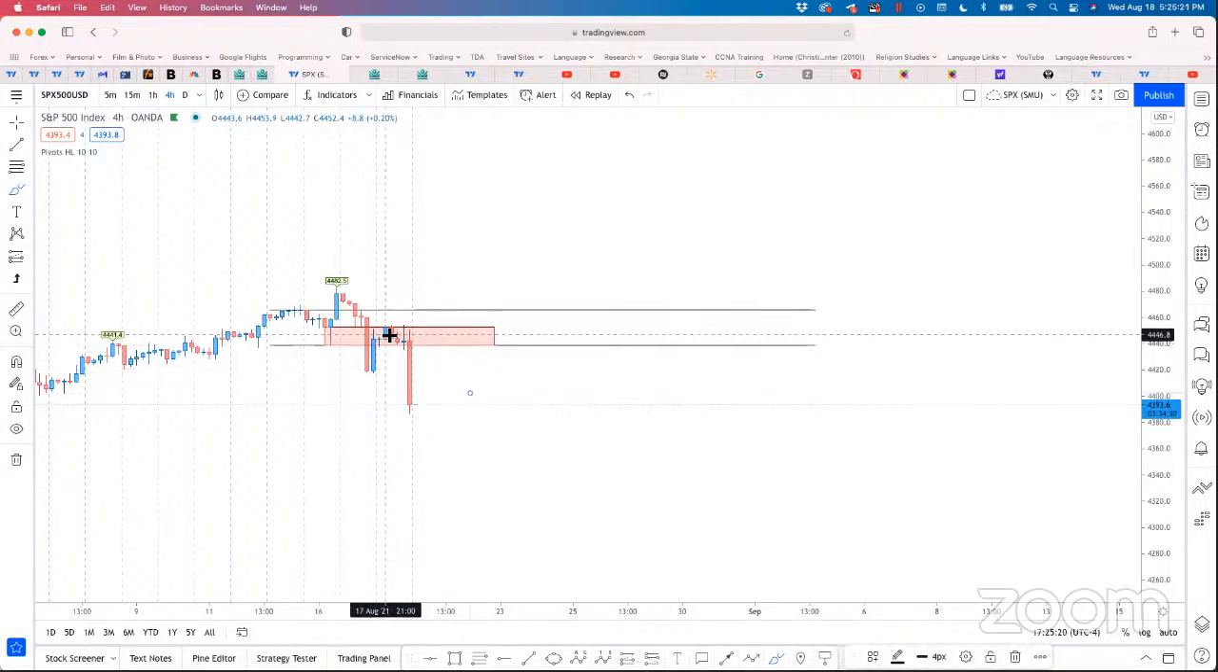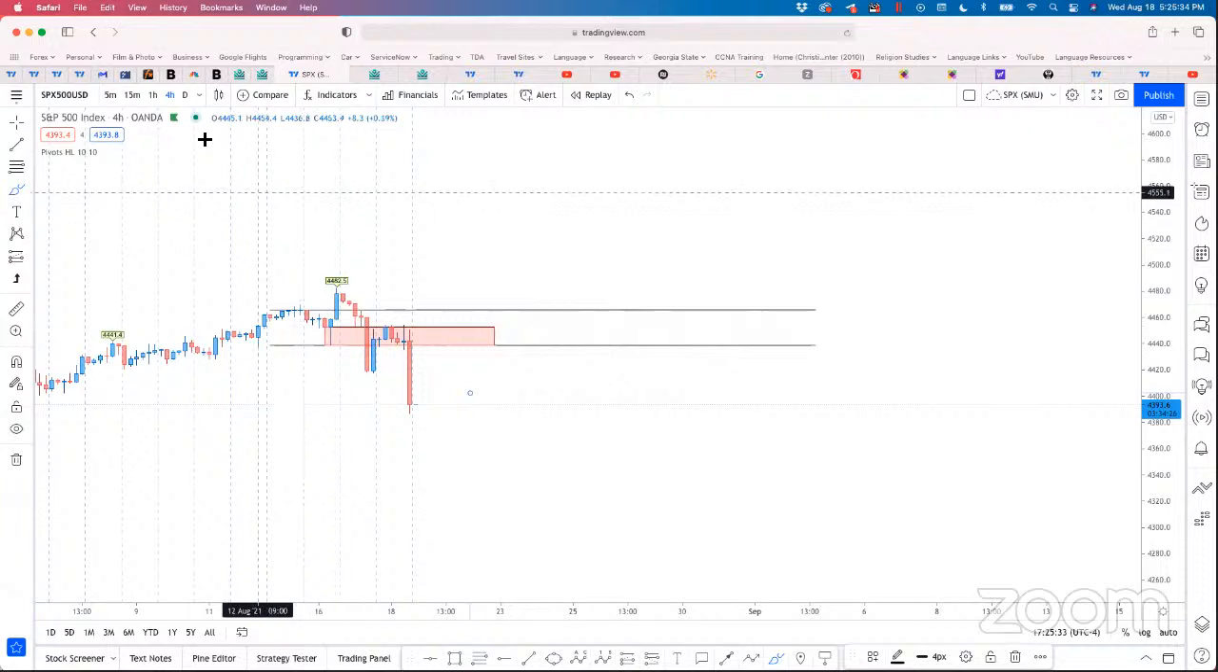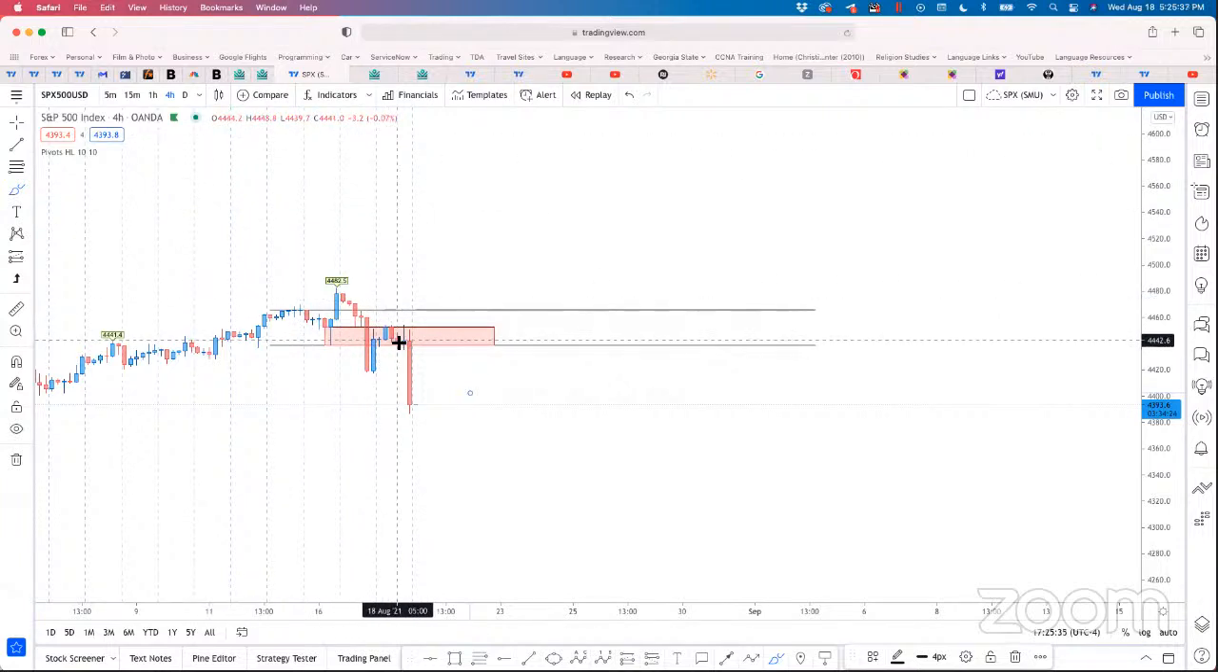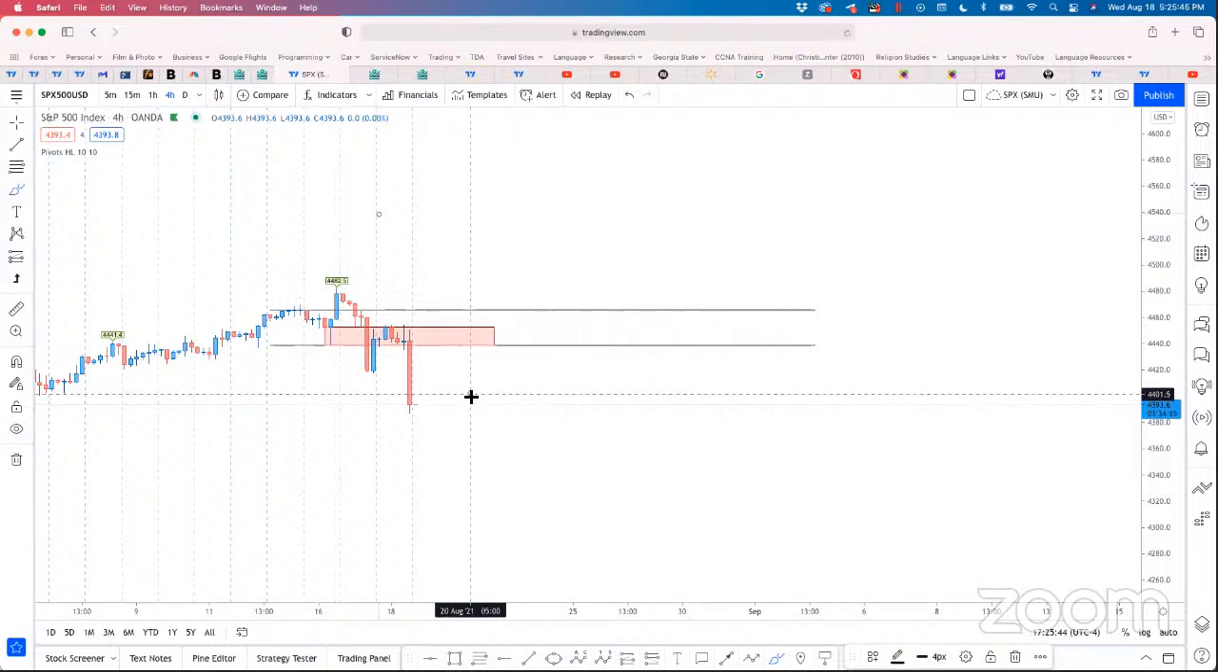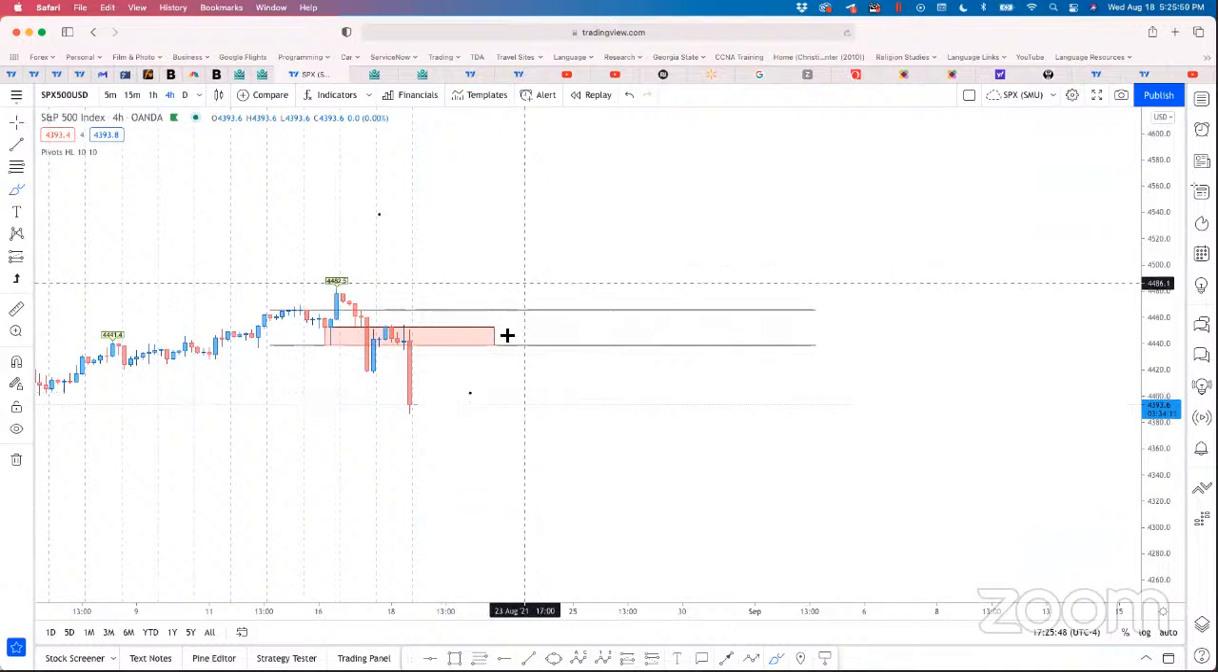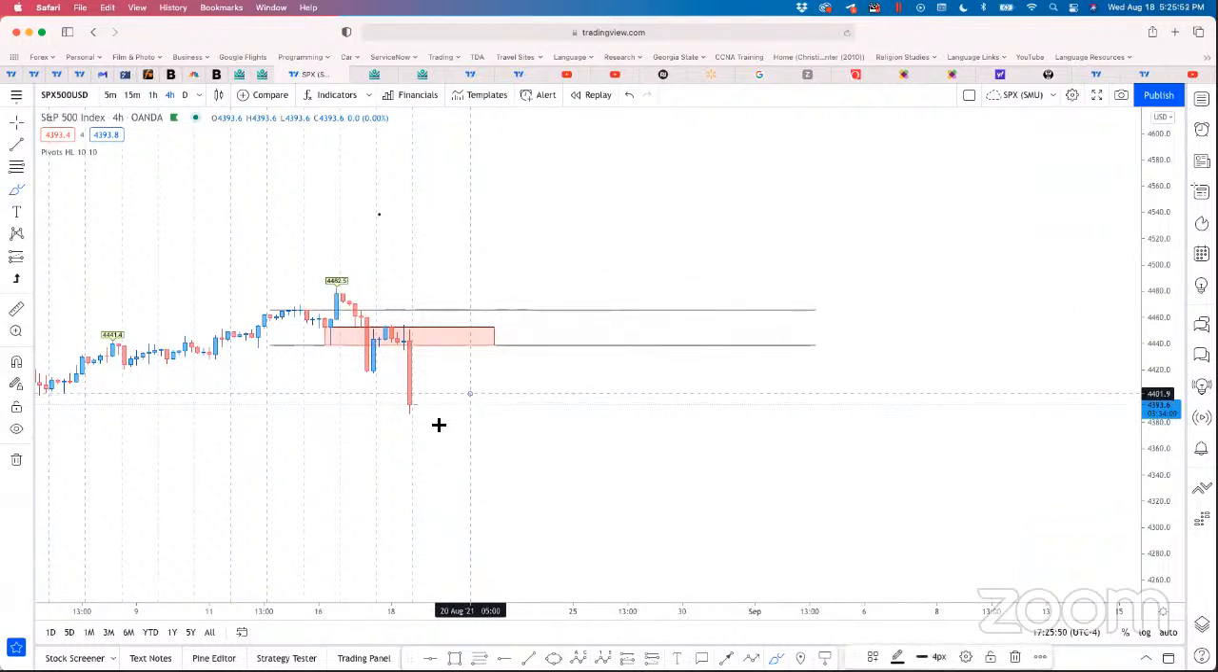So if we're in a situation like we were, where the London candle held below this area right here, the pre-market candle, same thing, and the New York candle comes up to reject, then you have a situation where you're going to have price push up and reject in that kind of situation.